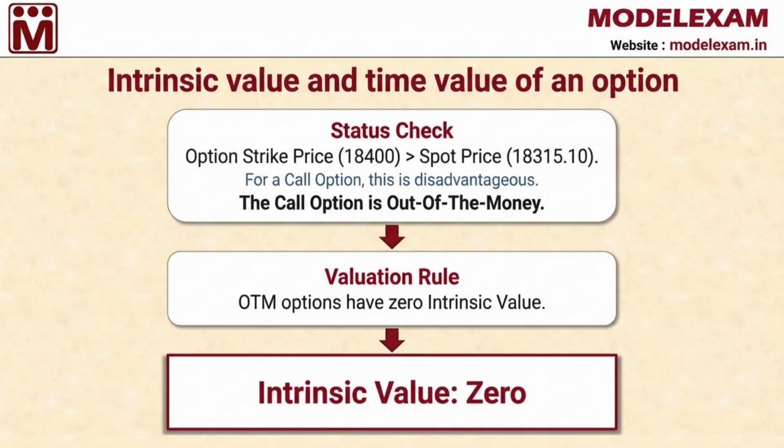Next, we will do a status check for the call option using that same strike price of 18,400. Because the strike price is higher than the current spot price of 18,315.10, using this call option right now would be disadvantageous. This means the call option is out of the money. Based on our rules, all out of the money options have an intrinsic value of 0.